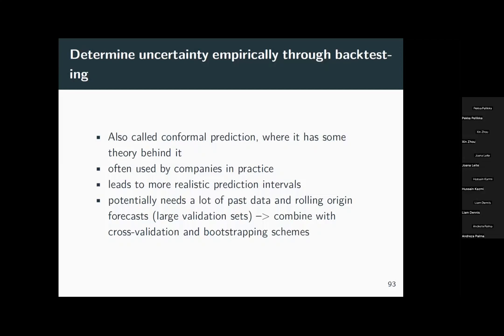You potentially need a lot of past data and rolling forecasts, because the idea is you have a validation set, and you check your method: how big do I need to make the intervals on this validation set for the intervals to have the right size? It works well, but now you have this additional validation set. So the question is, how could we get rid of that? You could do some cross-validation or bootstrapping schemes as well. But this is a way that people nowadays use to transform point forecasts into probabilistic forecasts.